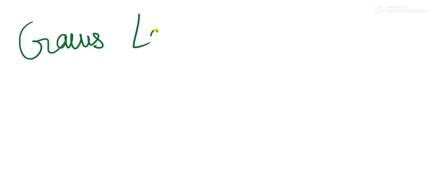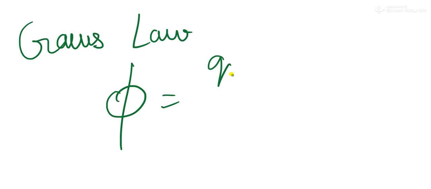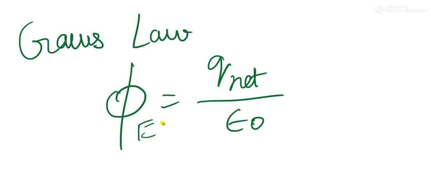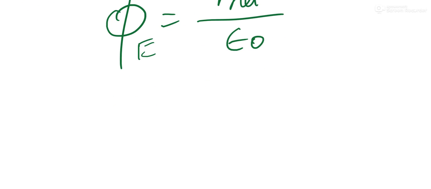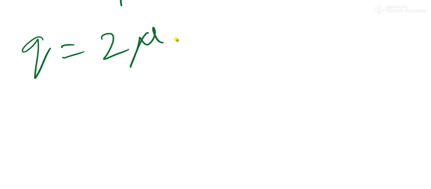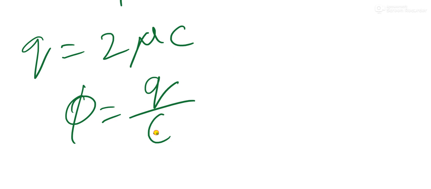First we will take what is Gauss law. State Gauss law: electric flux is equal to net charge divided by epsilon naught. It's very simple. This direct definition we can write as Gauss law. Next, in case we are given charge of 2 microcoulombs and asked what is the flux, flux is equal to charge divided by epsilon naught.